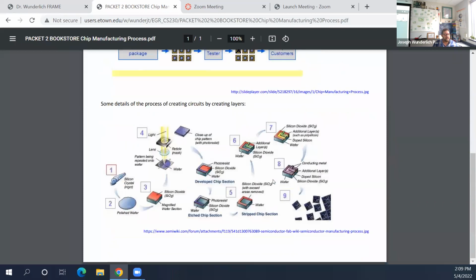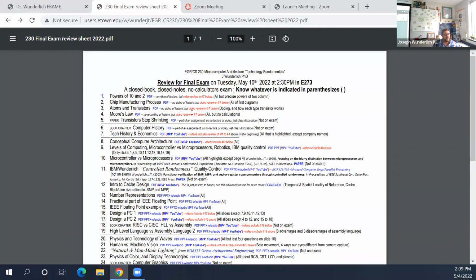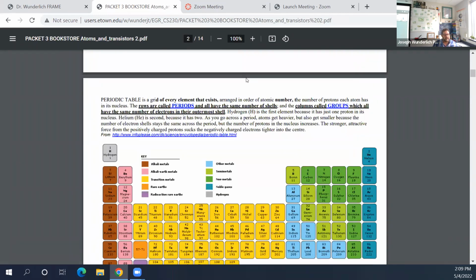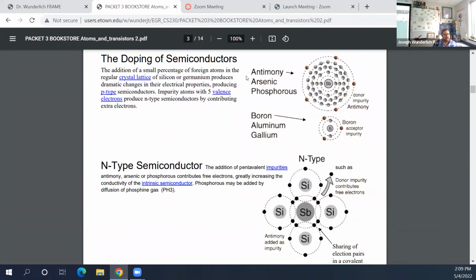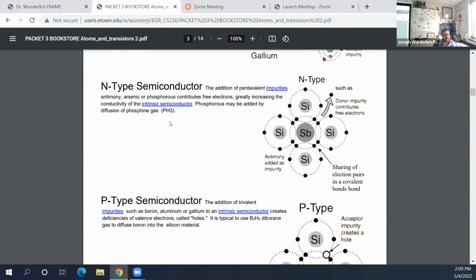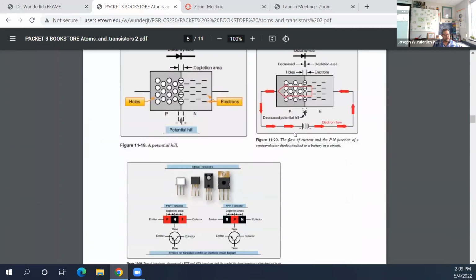This diagram, not that one. Thirdly is atoms and transistors, know doping and how each type of transistor works. You don't have to memorize the periodic table or all the valence shells and all that. But I do want you to understand doping. This is doping semiconductors, N-type, P-type, what that means and how that looks at an atomic level. And then also how transistors work.